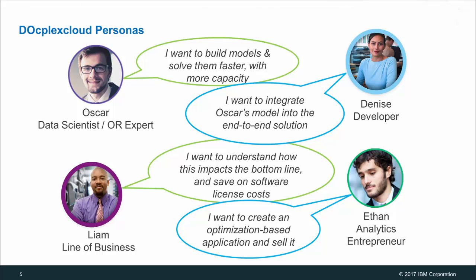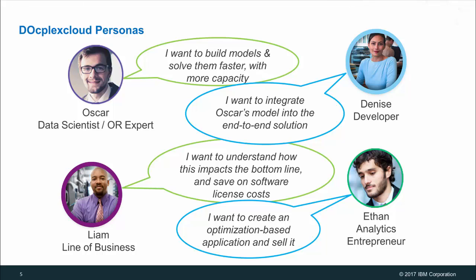The DOcplexcloud service addresses the needs of several users, or so-called personas. The term personas, by the way, comes from product design and user experience research and denotes fictional characters that represent the different user types that might use a product in a similar way. Here we have Oscar. Oscar is a data scientist or an expert in mathematical optimization or operations research, or OR, and he wants to build models and solve them faster with more capacity.